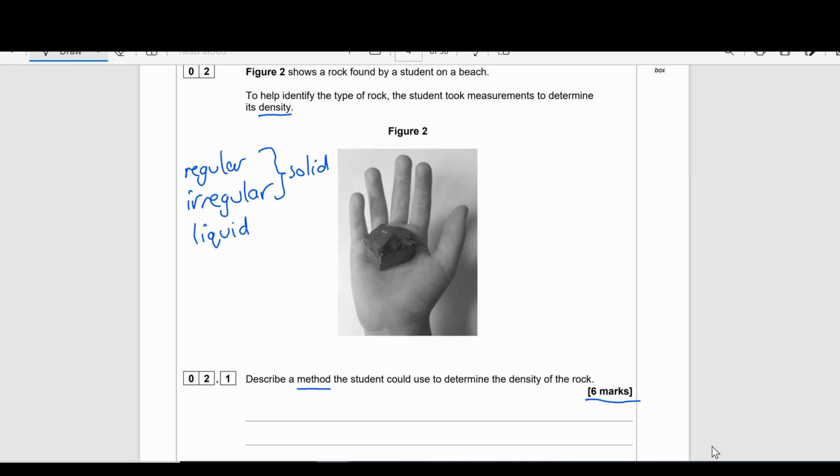So looking at the object here, we can see that it's got a little bit of a funny shape. So it's not going to be even. So it's going to be irregular. Regardless of what method we are going to describe, the experiment is about density. So at some point we will need to recall the equation. To find the density, it's going to be mass divided by volume.